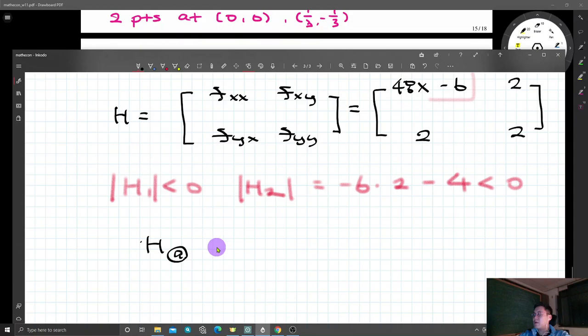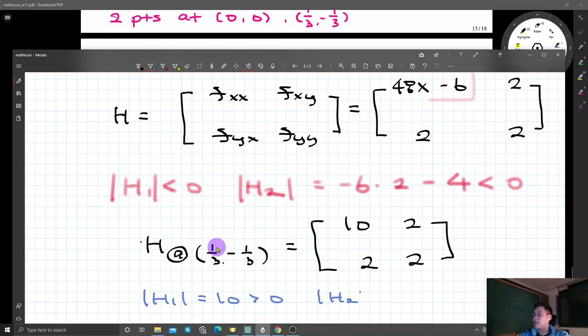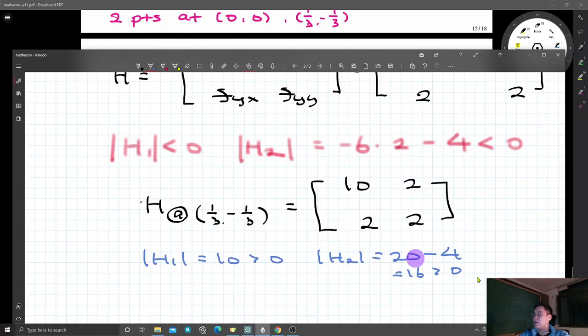And 2, 2, 2. Okay, so now the first leading principal minor, that is 10, positive. And the second is 20 minus 4, 16. That is positive. So all leading principal minors turn out to be positive. It means the Hessian matrix is positive definite. Okay? When the Hessian matrix is positive definite, we have a local minimum at that point.